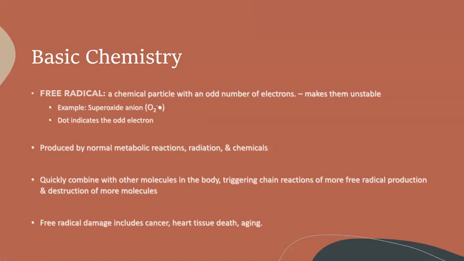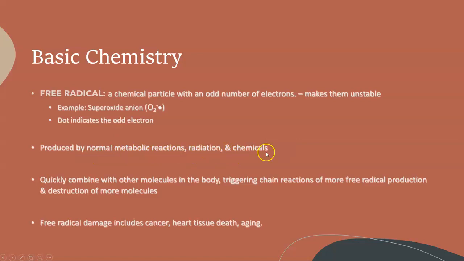Okay, something called a free radical. What's a free radical? Well, a free radical is a chemical particle that has an odd number of electrons. When you have an odd number of electrons, that makes it unstable. Some examples are the superoxide anion, O2 minus and this little dot. And that dot indicates that there is an odd electron. When that odd electron wants to go somewhere, it makes this very unstable. Free radicals get produced by normal metabolic reactions all the time.